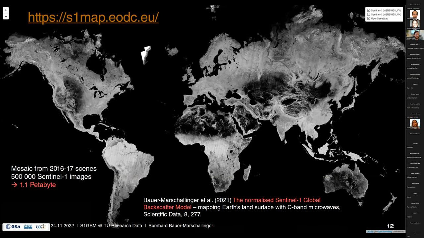This is the Sentinel-1 global backscatter model, giving you maps of radar reflectivity of the land surface of the Earth. So basically how a radar would see the Earth. So it's like Google Earth, but with radar. And this was a big project funded by the ESA, the European Space Agency, and we carried it out here in Vienna. And it's a mosaic. So we collected about 500,000 of these images and had data volumes with the intermediate products of more than 1 petabyte of images. And this is at a 10 meter pixel spacing.